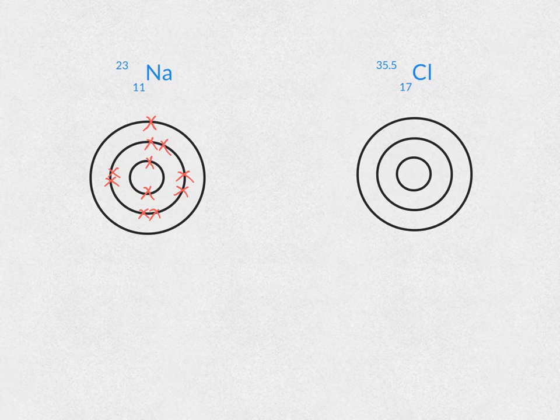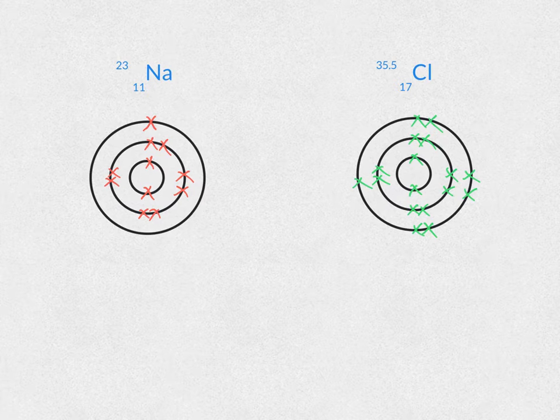And as we already know, sodium is in group 1, and we can see that there is 1 electron in the outer shell. Chlorine, on the other hand, has 17 electrons, and they are arranged as follows: 2 in the first shell, 8 in the second shell, and 7 in the outer shell. Chlorine is in group 7, and we can see here that there are 7 electrons in the outer shell.